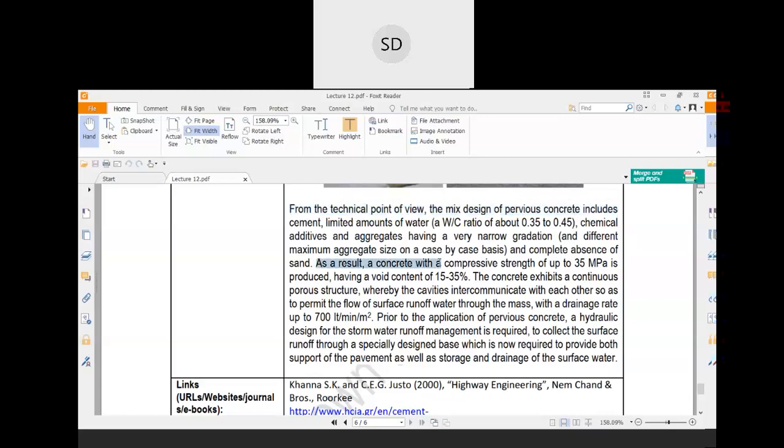As a result, concrete with a compressive strength of 35 MPa is produced having a void content of 15 to 30%. So here the void content would be higher. It would be a continuous porous structure as the water cement ratio is lower, and there would be voids in that aggregate mass. Through this porous structure water can pass, and the drainage rate of pervious concrete would be 700 liters per minute per square meter.